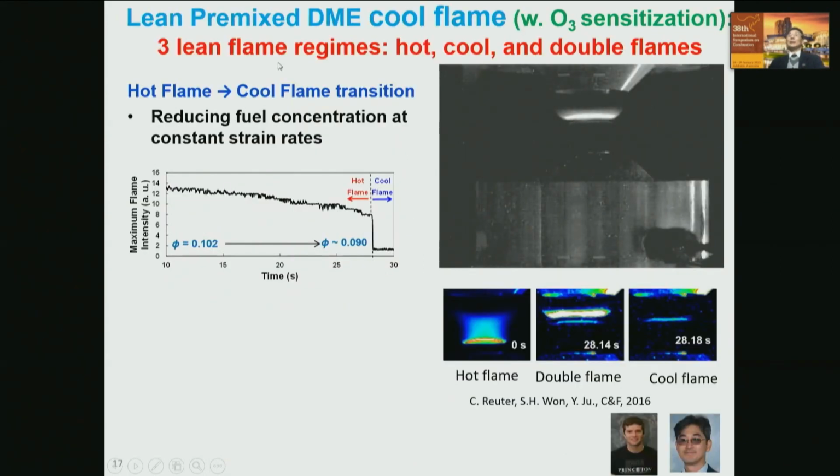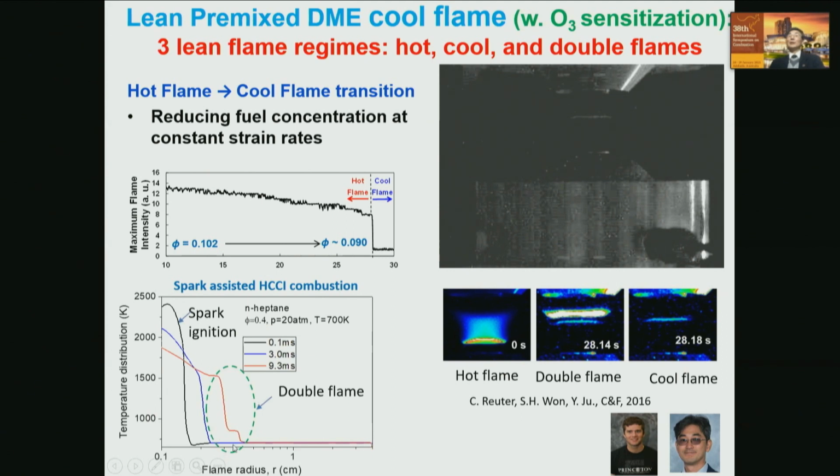To observe premixed cool flames at Princeton, we're using ozone sensitization and trying to see the flame transition from hot flame to cool flame. As you can see, by reducing the fuel concentration, a hot flame will reduce into a double flame with a lean cool flame in the front and a hot flame in the back. And then with further reduced fuel concentration, only a cool flame can exist. So this experiment proved that the computational modeling of a double flame can actually be observed in an experiment.